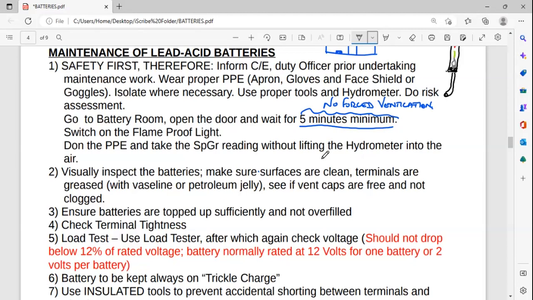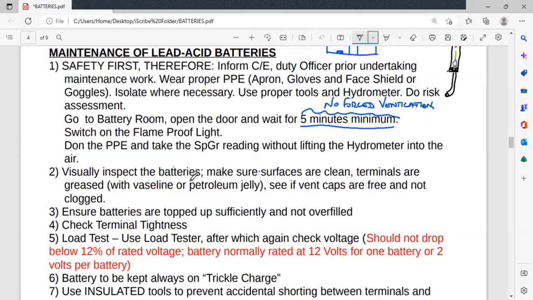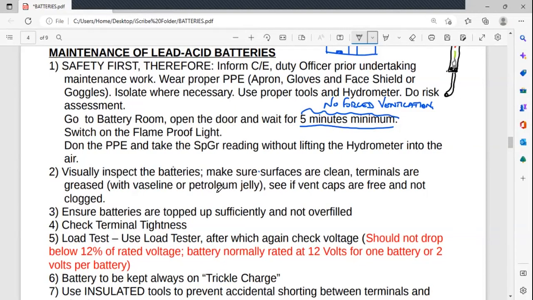Make sure that the surfaces are clean, for the simple reason that over a period of time, dust and dirt, including Vaseline or petroleum jelly melting during the hot season, can go around on the surface. So number 1, you can have surface leakage currents. It doesn't need to be high voltage. Surface leakage currents can happen even at low voltage. Then a current will flow between positive and negative unnecessarily, and you're going to be discharging your batteries. So see that these things are clean.